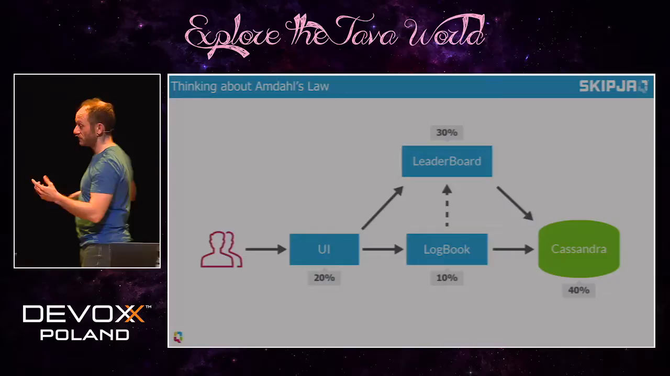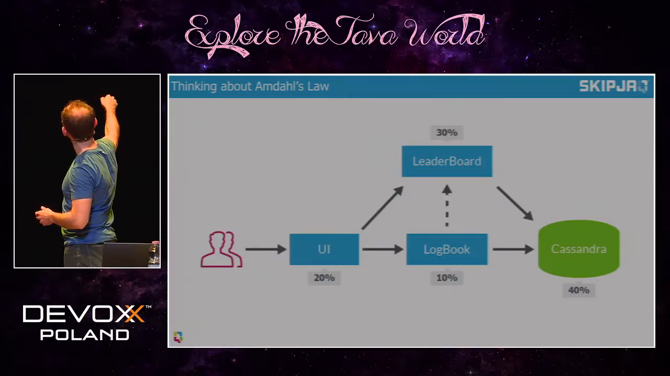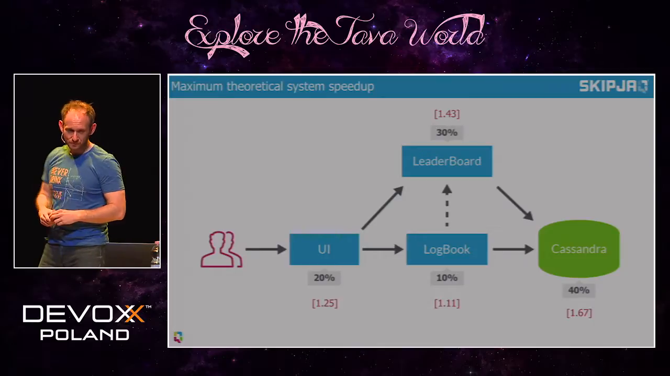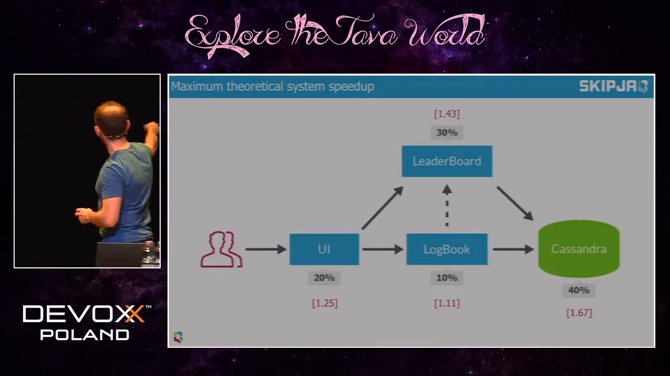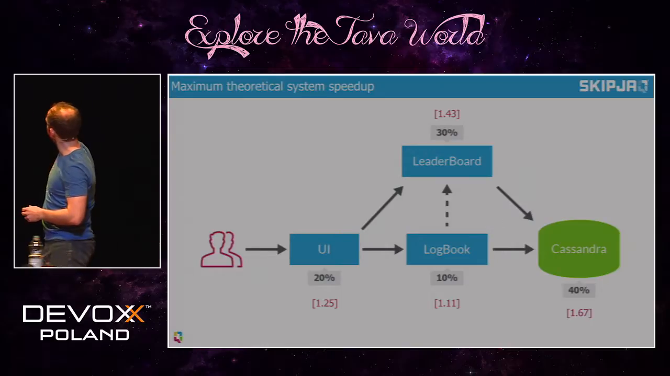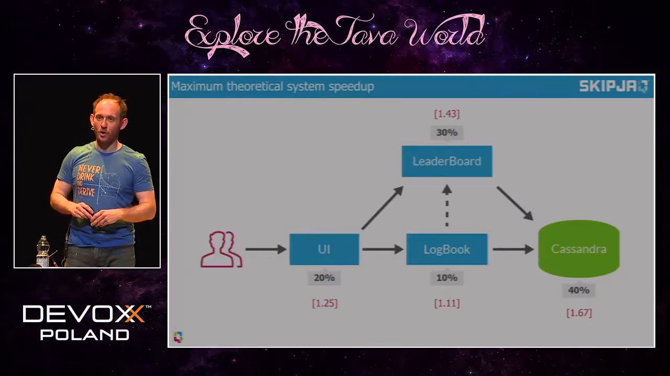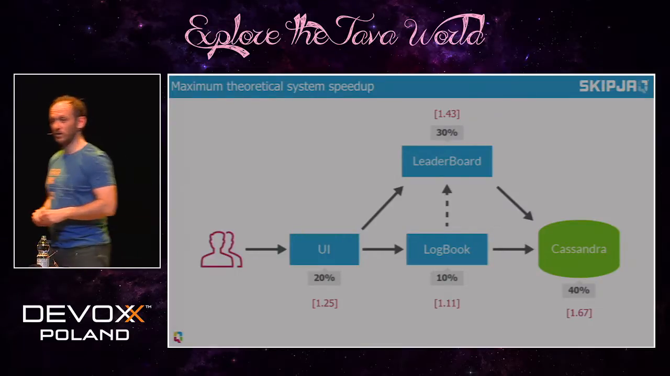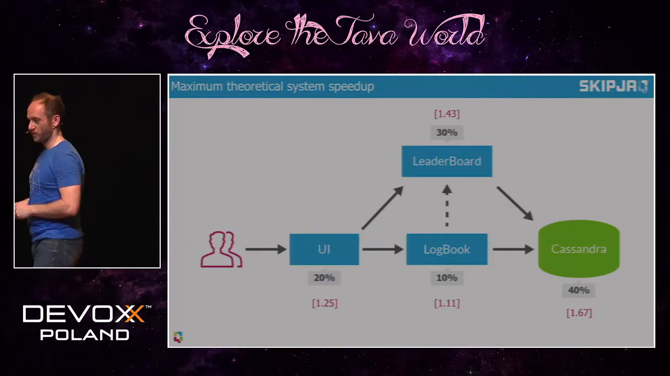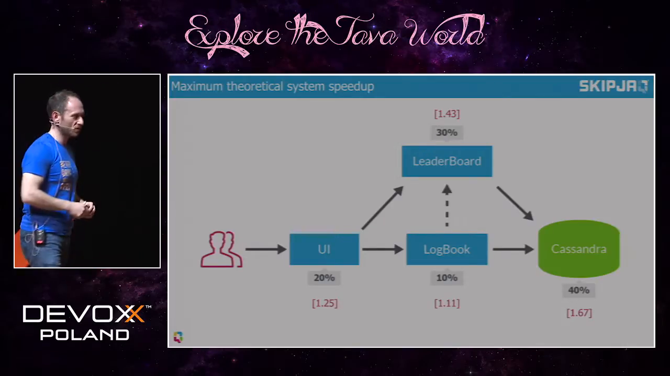So here I've got the same system I showed you before on that little simulation. 20% of time in the UI, 10% of time in the logbook, 30% of time in the leaderboard, 40% of time in Cassandra. If we apply Amdahl's law, we can figure out what the relative speedup is. So I get 1.25 times, 1.11 times, 1.43 times, 1.67 times. This tells us it's not really worth optimizing the logbook because we can't get a lot of improvement. It does tell us it's probably worthwhile spending some time optimizing Cassandra, maybe some more disks, more memory. There's a ton of stuff we could do there.